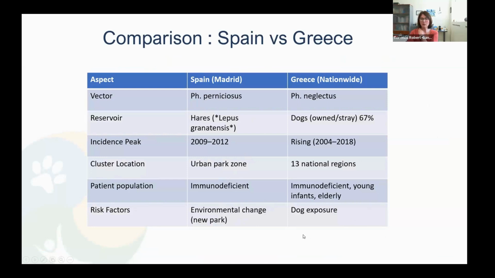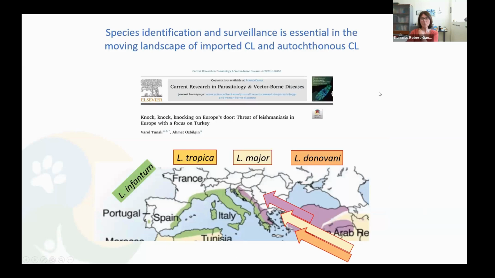And you see it's an epidemiology which is very different from the Greek situation, where the vector is not the same, the reservoir is not the same. The incidence, it was a peak in Madrid and a progressive rising in Greece, very localized in Spain and widespread in Greece and so on. So it's very important to monitor all those epidemiological parameters. And I will finish with this.